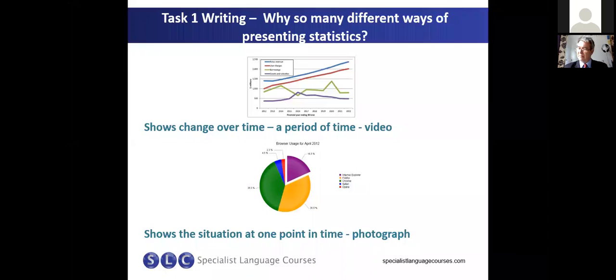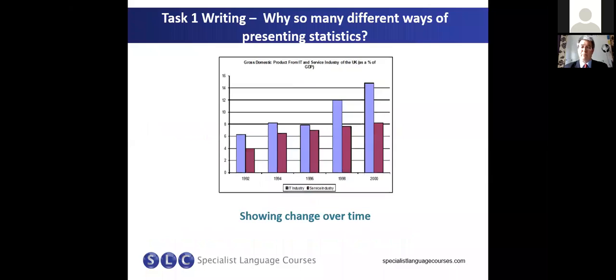Now let's think about what I call the villain of the piece here, the one which can sometimes trick you. Bar chart. So let's have a look at this. That runs from 1992 to 2000. This is our bar chart with GDP. So bar charts showing change over time. So it's a bit like the line graph. Yeah? Be careful.